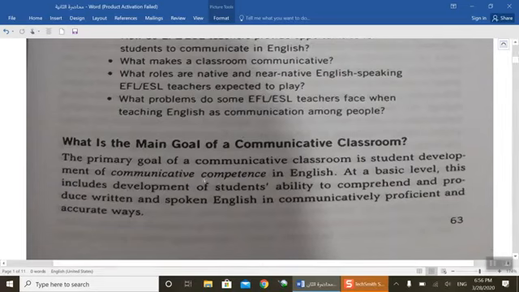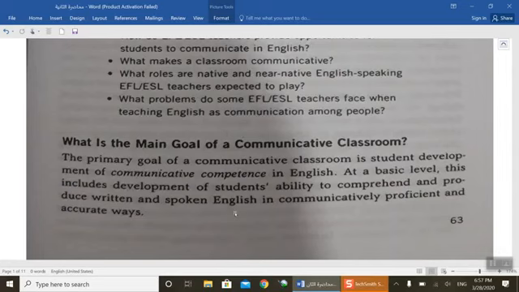This is a very important term. You can check it and read more about it. So the main goal is to develop, to enhance communicative competence in English. Students' communicative competence, at a basic level, includes development of students' ability to comprehend, to understand, and produce written and spoken English in communicatively proficient and accurate ways. This is the goal of the communicative classroom.